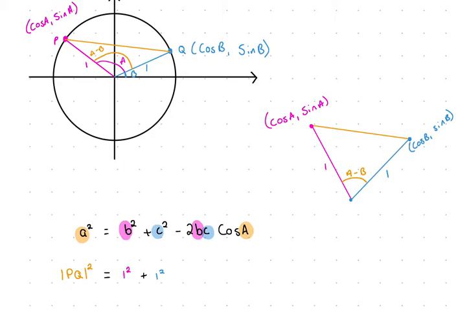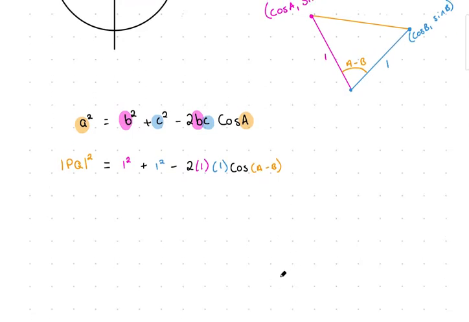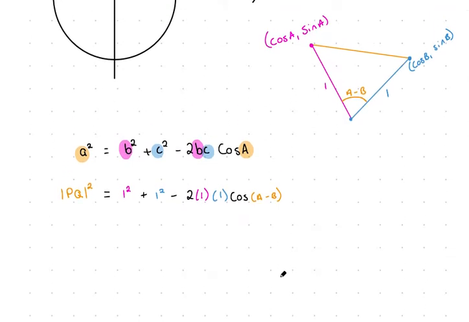That's going to be then, take away 2 multiplied by b. So 2 multiplied by 1 multiplied by c, which is 1. And then cos of the angle a. Now our angle a in this instance is going to be A minus B. So this is what we have. All I've done there is filled into the formula for the cosine rule using that triangle.